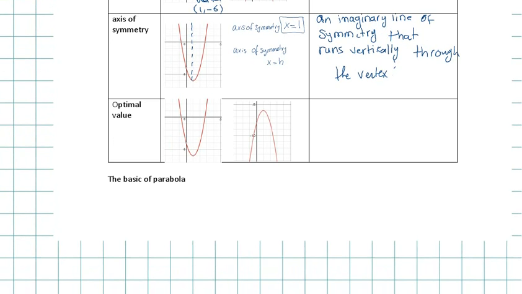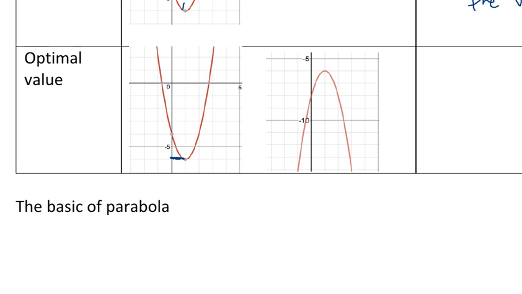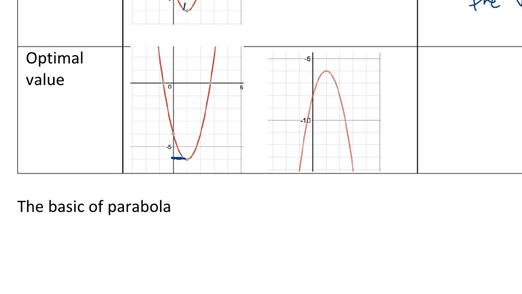Wait, can you go back for a second? Let me explain. So the optimal value in this case is this, right? What is that? It is part of your vertex. Which part of the vertex is it, the X or the Y? Oh, the Y. That's right.